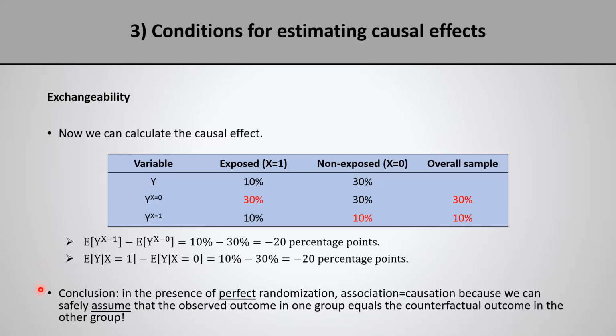And that's exactly what exchangeability means. Exchangeability is the situation where the exposed and unexposed groups are fully comparable, so I can use what I observed in one of the groups as an estimate of what I would have observed in the other group had the other group been subjected to the same intervention or exposure as the first group.